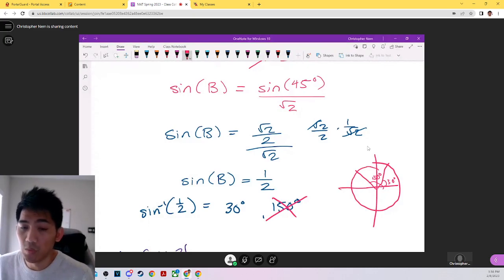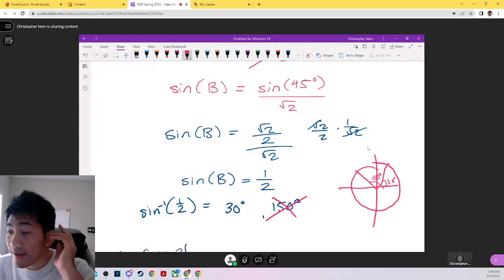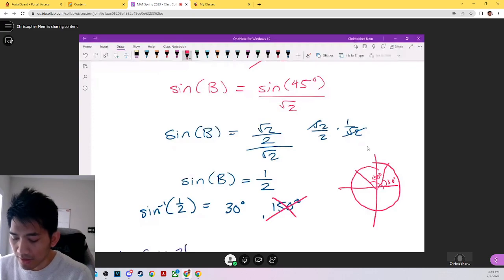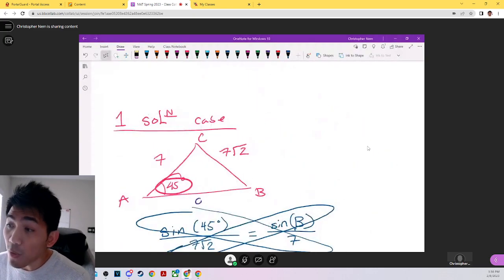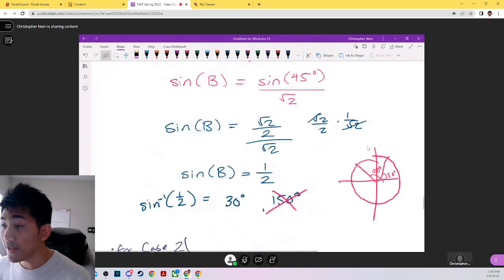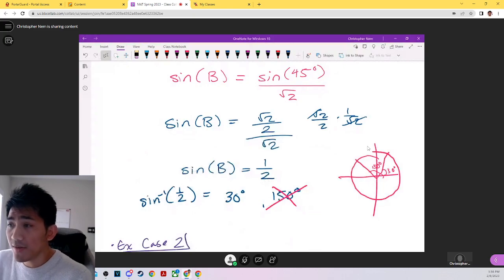But that's an issue because I have two different solutions. Now, you might have two different angle measurements. However, with the one solution case, there's only one solution. How do you know if it's only one solution? Well, you have to check if it makes sense for your triangle. 150 degrees in particular, I crossed that out because if I go back to my original triangle, I have 45 degrees as a predetermined angle. Now, the moment that I have the other angle measurement being 150 degrees, 45 degrees plus 150 degrees is way past 180. Your triangle has to sum up to 180 degrees for the angle measures. So that's the reason why we have to take that away.